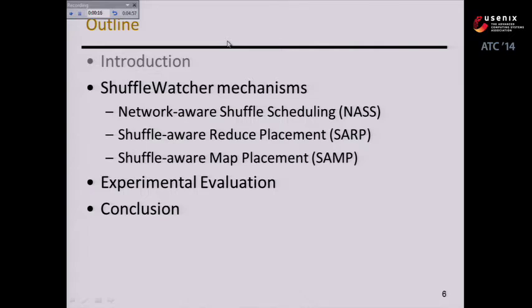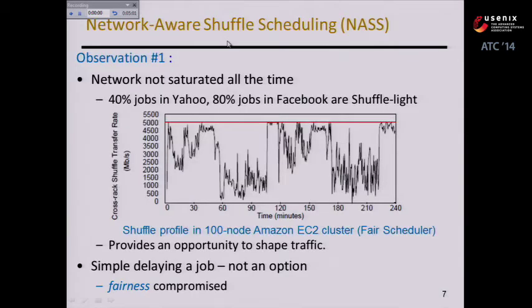So let's now go to our first mechanism, network-aware shuffle scheduling. For this, we make two key observations. The first is that, as I mentioned, the network bisection is a huge bottleneck in a multi-tenant environment, but we make the key observation that the network is not saturated all the time. As we can see in the graph, there are periods where the network is saturated, but there are also periods where the network is not saturated at all.